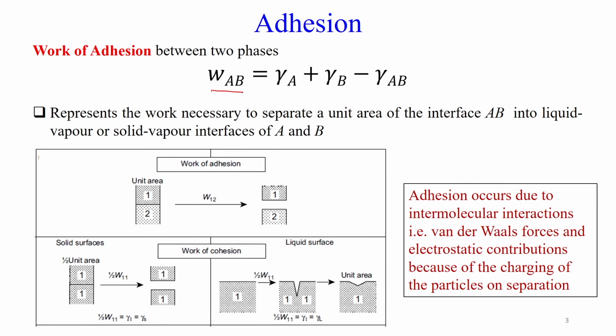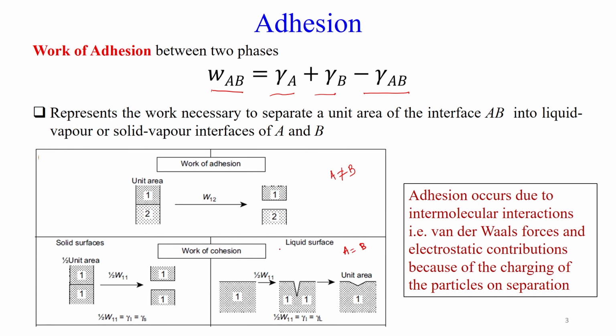So, first, as we have discussed in the previous lectures as well, the work of adhesion between two phases A and B is the surface tension of A plus the surface tension of B minus the interfacial tension between A and B. This is the work of adhesion. We call it adhesion when A is not equal to B, and cohesion when A equals B. So, if there is an interfacial interaction between 1 and 2, we call it adhesion, but if it is between 1 and 1, we call it cohesion.